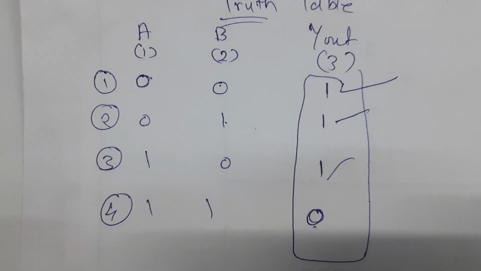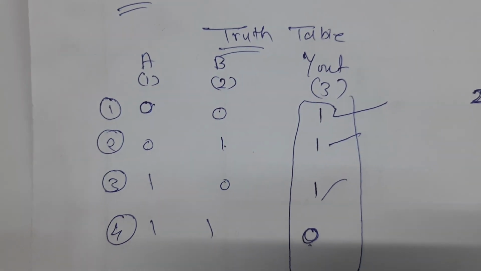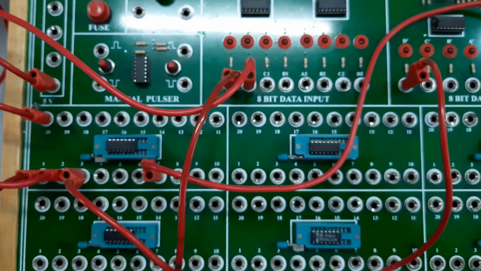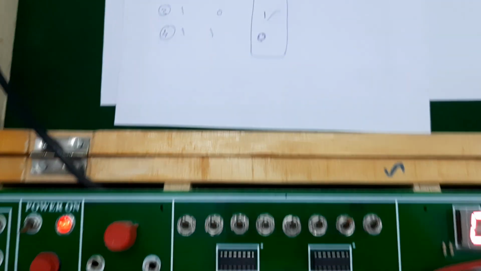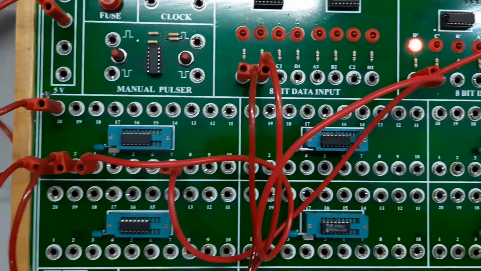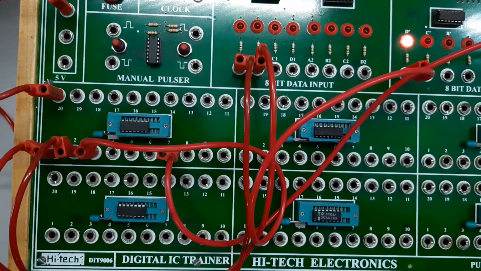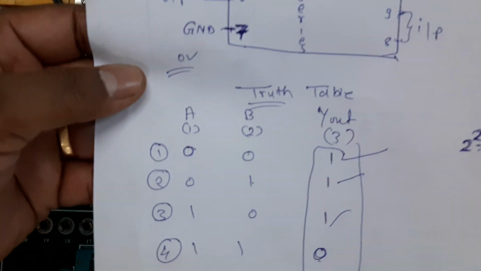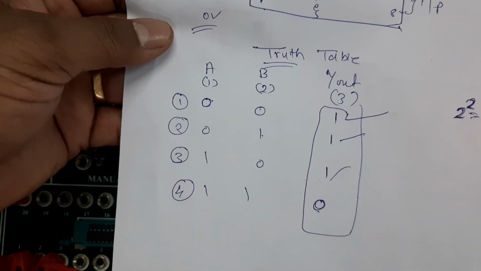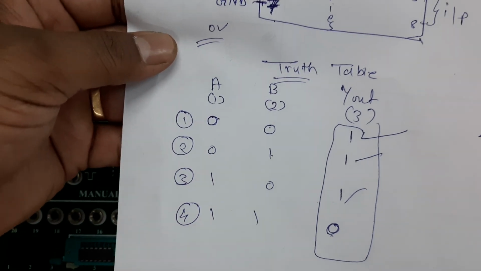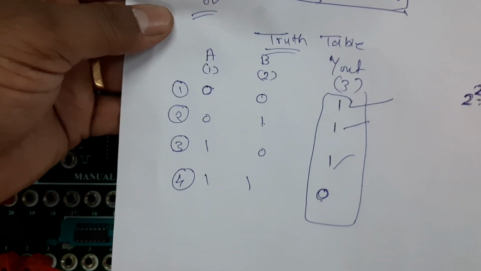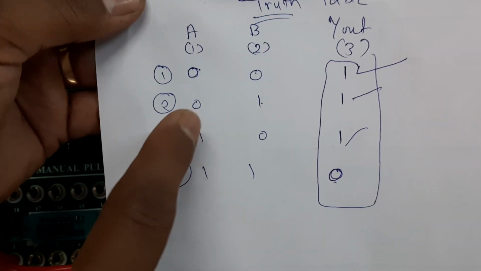When both the inputs are 0, output has to be 1. Okay, so this is a truth table for a NAND gate, right? Output will be low only when both the inputs are high, and for the rest of the conditions the output will be high. Now we have to verify this. So keep this truth table in mind.